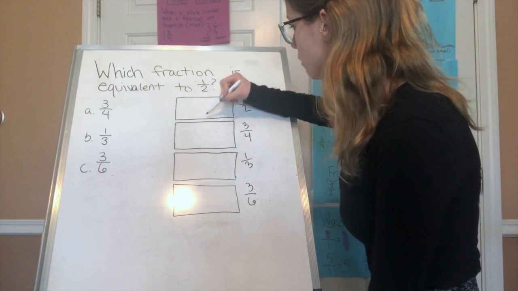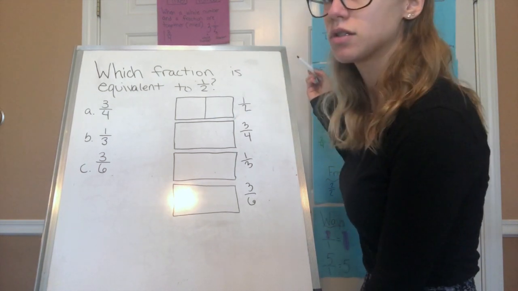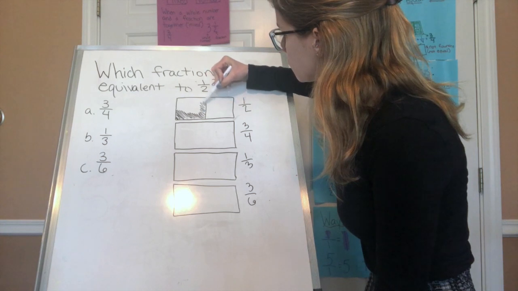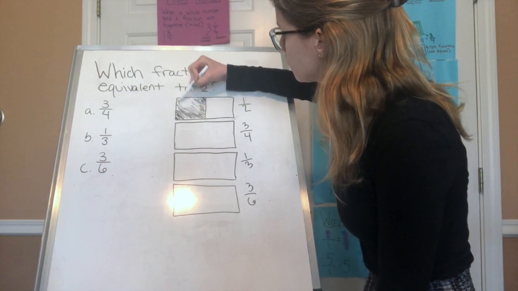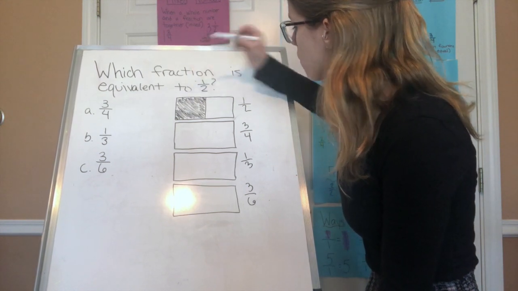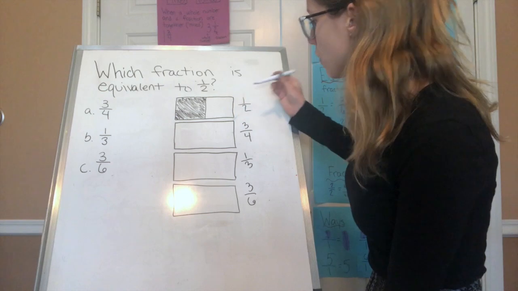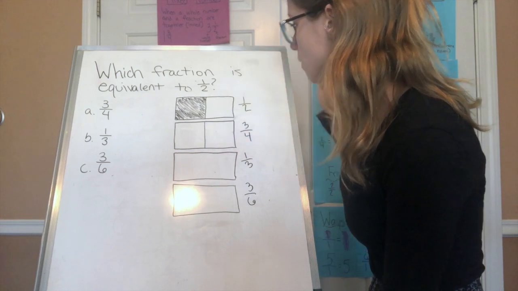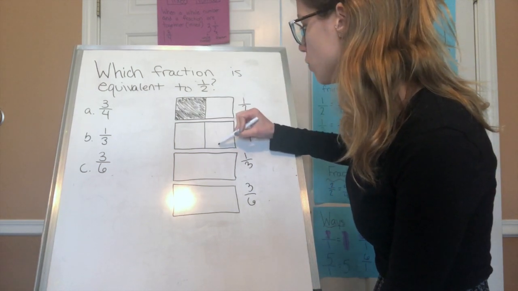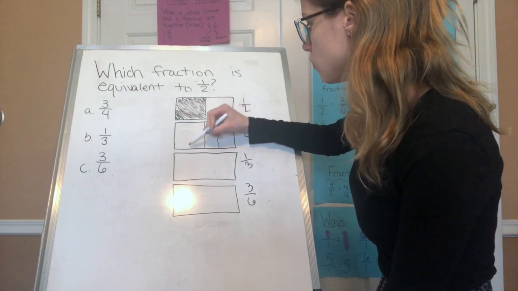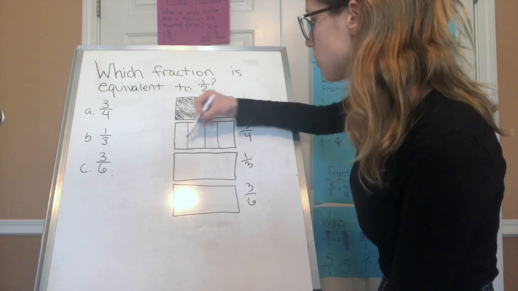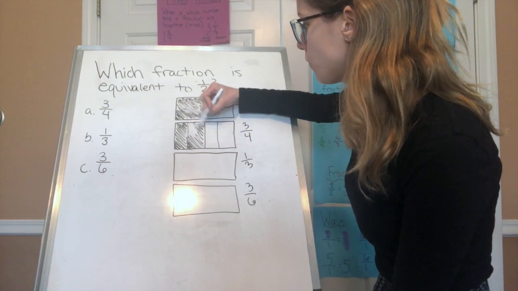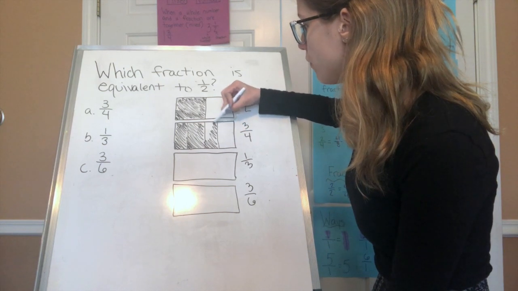So for 1/2, I'm just going to break it up into 2 parts and shade in 1. For 3/4, I'm going to break it up into 2 parts first, because 4 can be broken up into 2 parts, so 1 part down the middle, and then 2 times 2 equals 4, and then I'm going to shade in 1, 2, 3 parts to show 3/4.